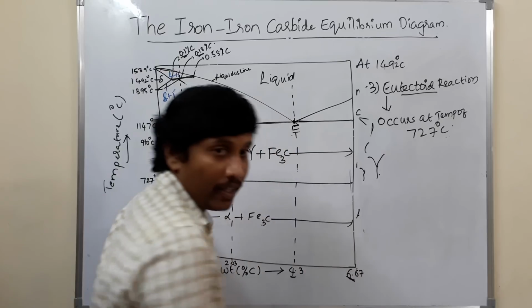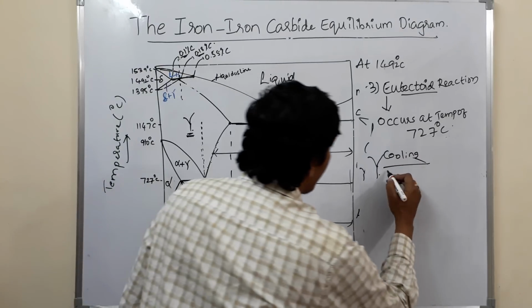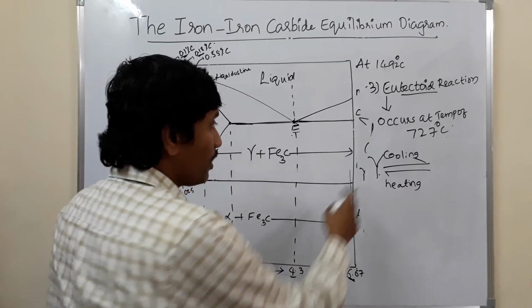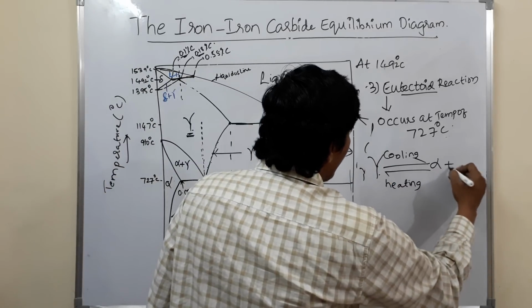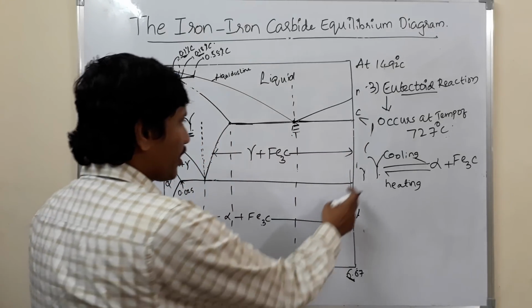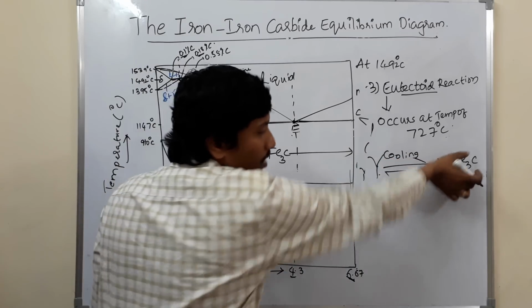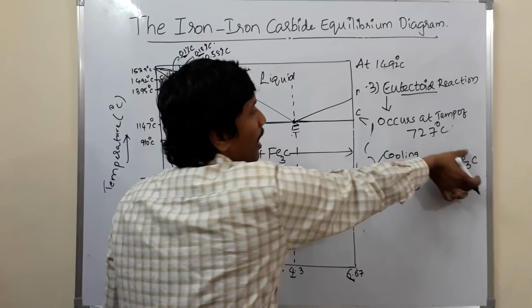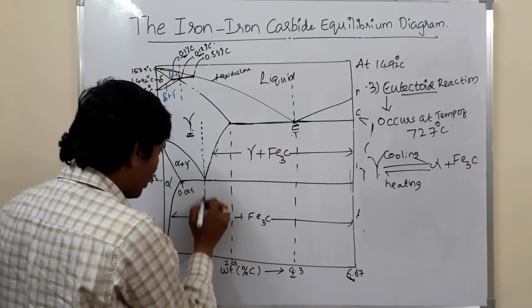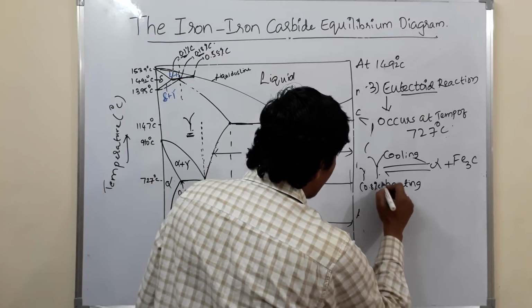So what is the eutectoid reaction? Gamma solid solution upon cooling, taking the reverse as heating, transforms to alpha plus Fe3C. Now can you say what the percentage of carbon is in these phases: gamma phase, alpha phase, and cementite? In the gamma phase, the percentage of carbon present is 0.8.